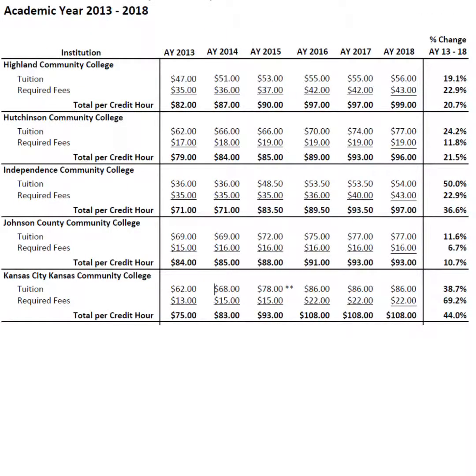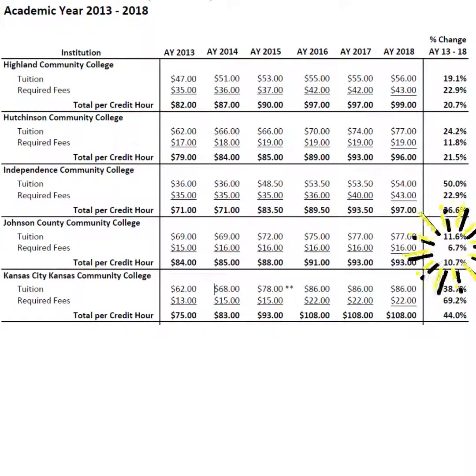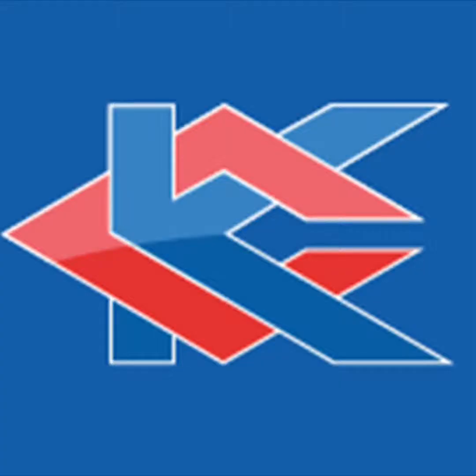And just as a comparison of the 5 community colleges in Kansas that I chose to compare, you can see the difference of the tuition in the past 5 years for all of them. Kansas City, Kansas Community College did have a pretty significant increase in total per credit hour from 2013 to 2018, where it went from $75 to $108. As another comparison, you can see where Johnson County Community College was able to keep their tuition and fees a pretty small increase from 2013 to 2018.